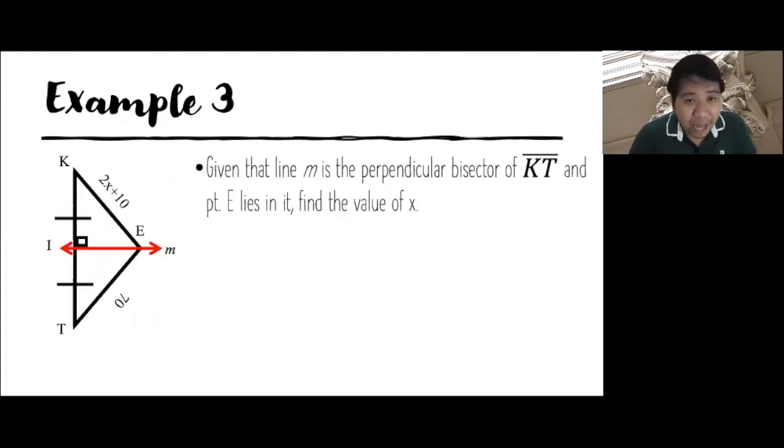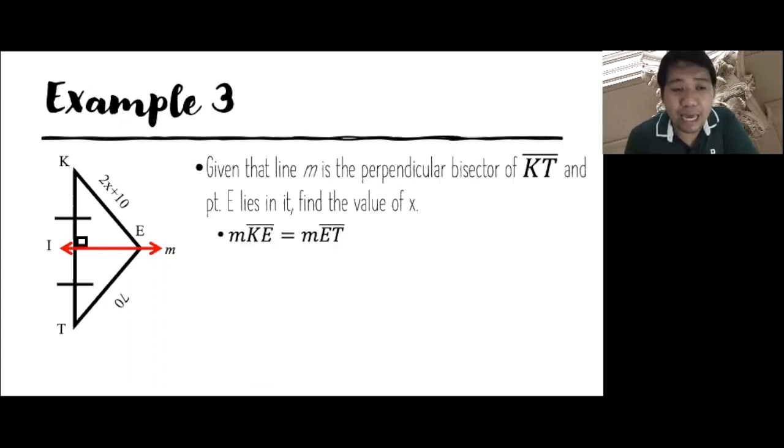Given that line M is the perpendicular bisector of segment KT and point E lies in it, find the value of x. So, hahanapin po natin ang value ni x dito. Paano natin siya mahanap? Alam po natin na ang measure ni segment KE is equal to the measure of segment ET. So, ngayon, isa-substitute po natin ang mga values. So, magkakaroon po tayo ng equation na 2x plus 10 is equal to 70.